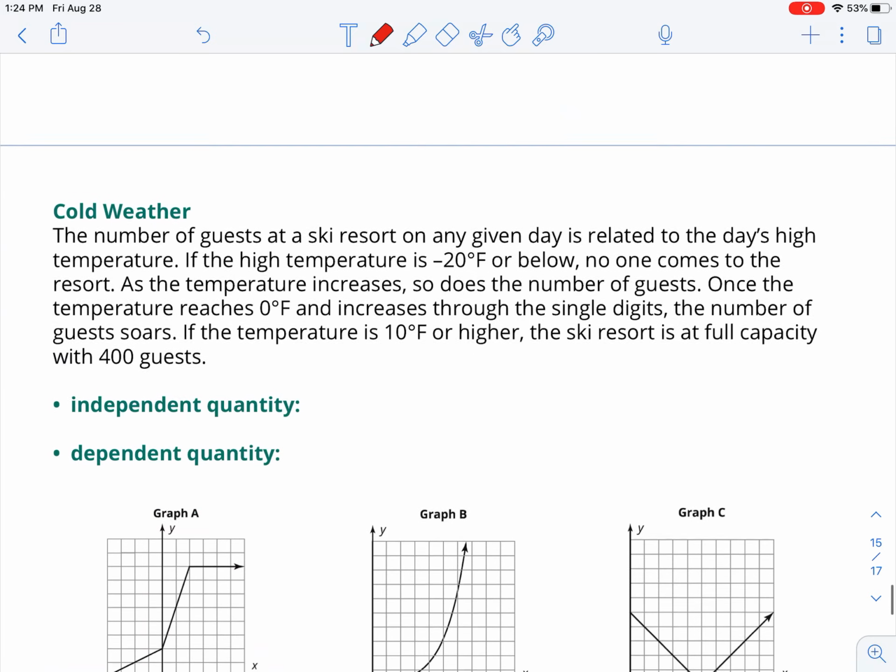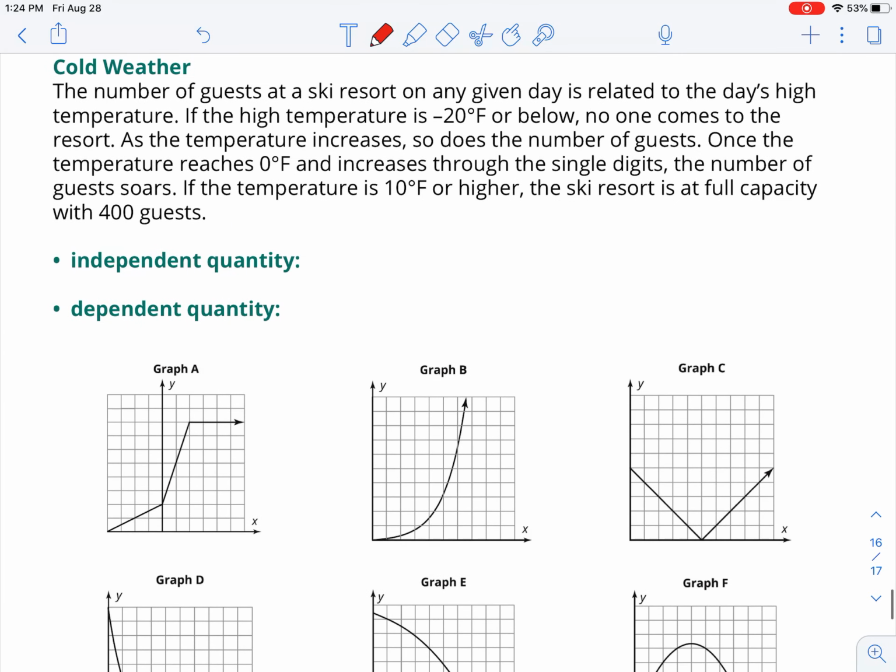All right, next one, cold weather. The number of guests at a ski resort on any given day is related to the day's highest temperature. If the high temperature is negative 20 degrees Fahrenheit or below, no one comes to the resort. As the temperature increases, so does the number of guests. Once the temperature reaches 0 and increases through the single digits, the number of guests soars. If the temperature is 10 degrees Fahrenheit or higher, the ski resort is at full capacity with 400 guests.